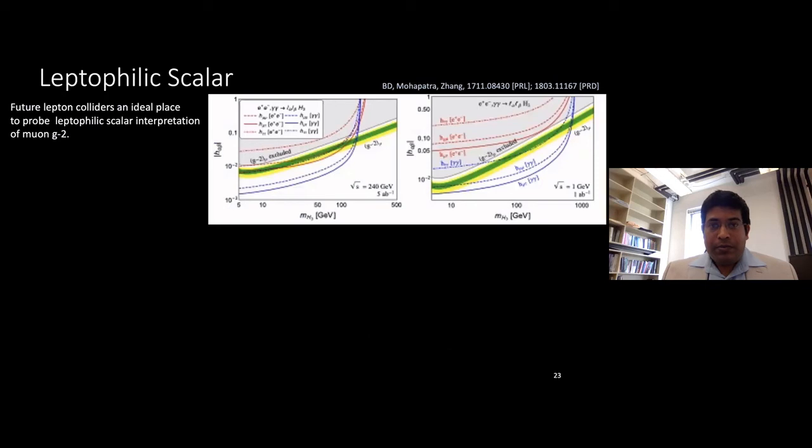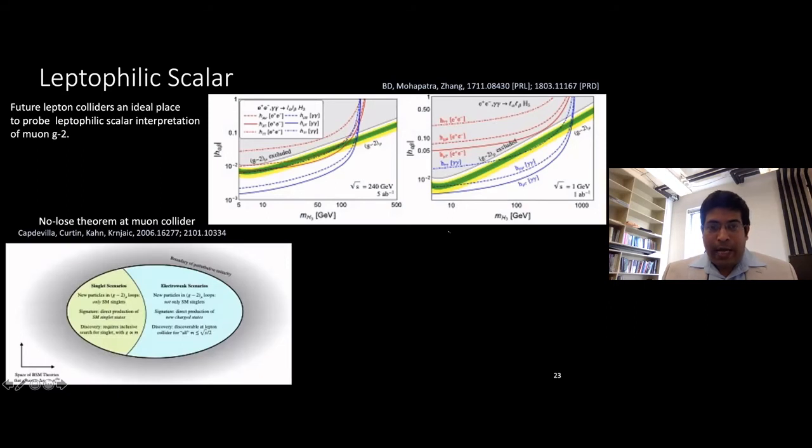The other interesting thing you can do with the muon g-2 is to think of something like a purely leptophilic scalar, which does not have any couplings, at least at tree level, to the standard model quarks, and just couples to the leptons, in particular to the muon. In that case, again, future colliders will play an important role, because they can probe almost the whole available parameter space that can explain the muon g-2. I'm just rushing through it because I don't have much time.